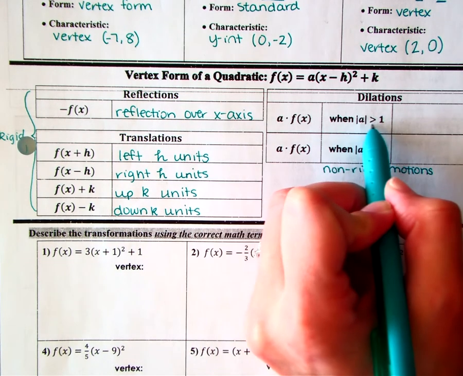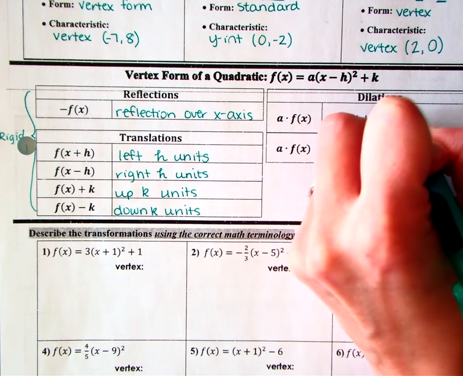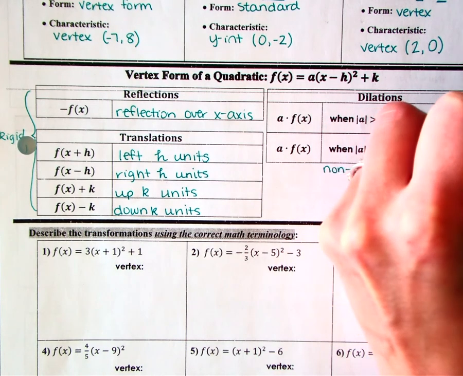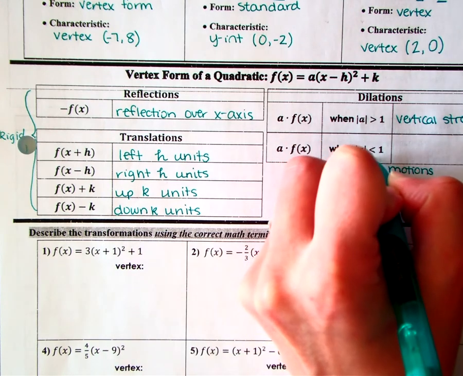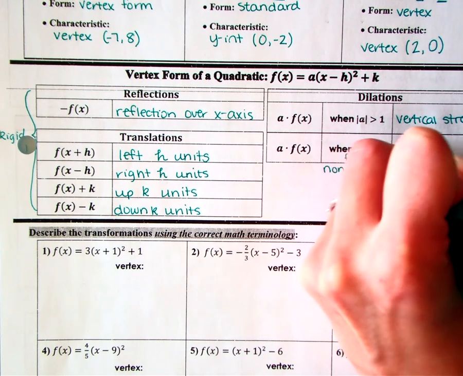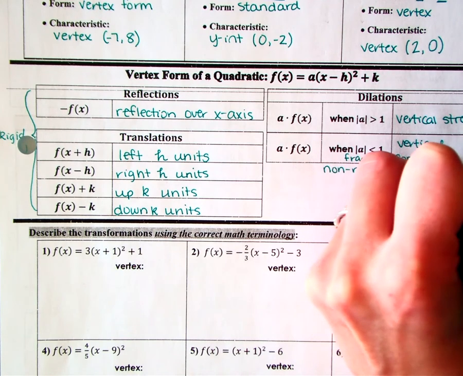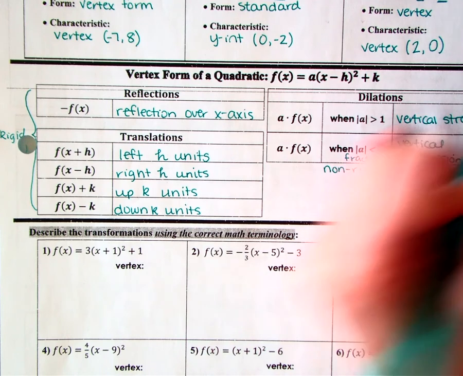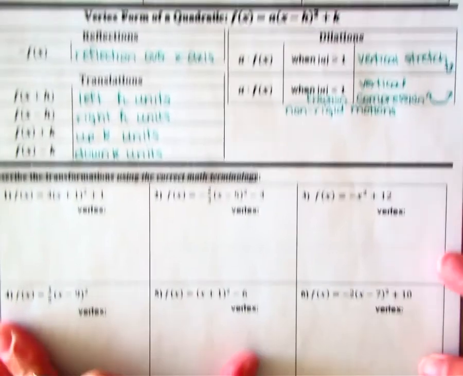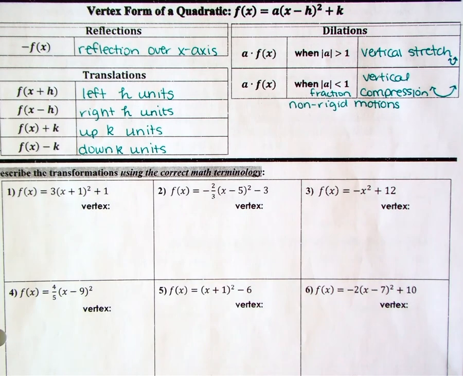So if we have a whole number, if a is greater than 1, we have a vertical stretch. And if a is less than 1, so if it's a fraction, we have a vertical compression. So a vertical compression makes it wider. A vertical stretch makes it skinnier. Oh, you can't see that. So using that information, we are given several functions in vertex form, and we are going to identify the vertex and the transformations. So you can always check this on Desmos and compare it to your parent function x squared and see which way it moves.